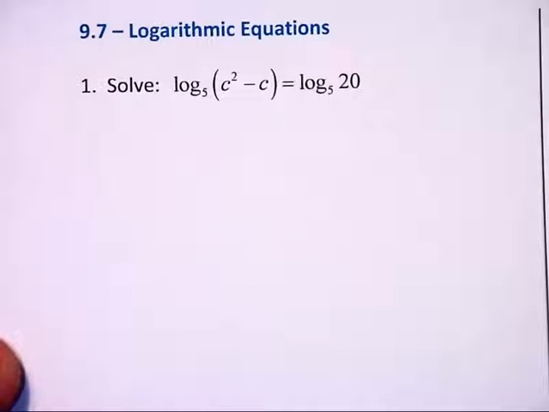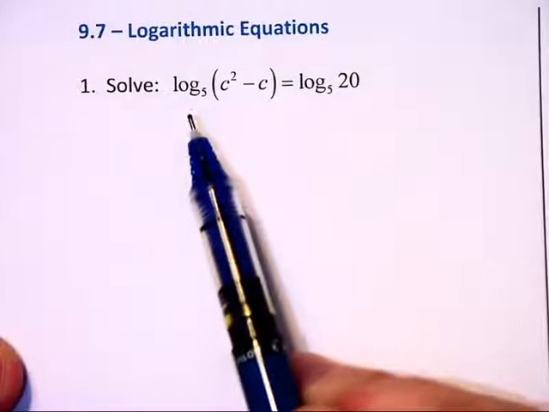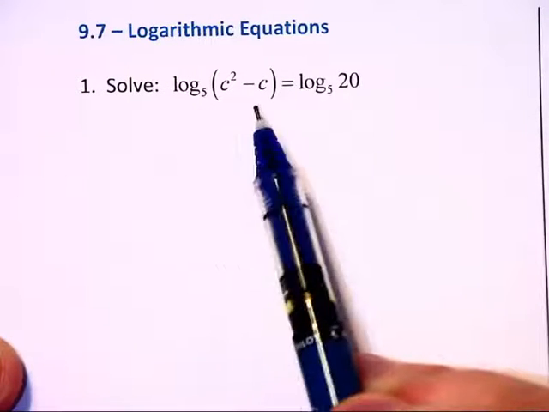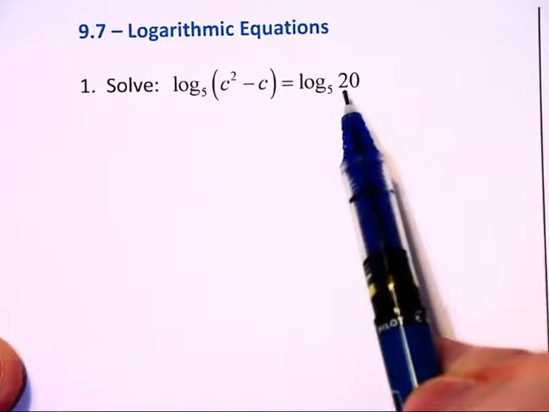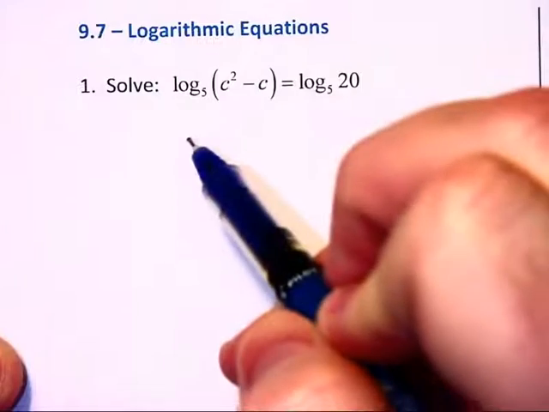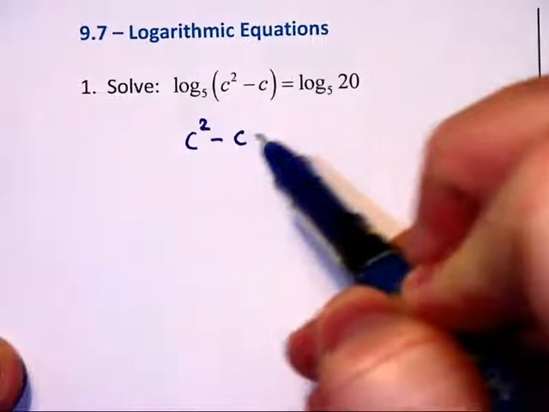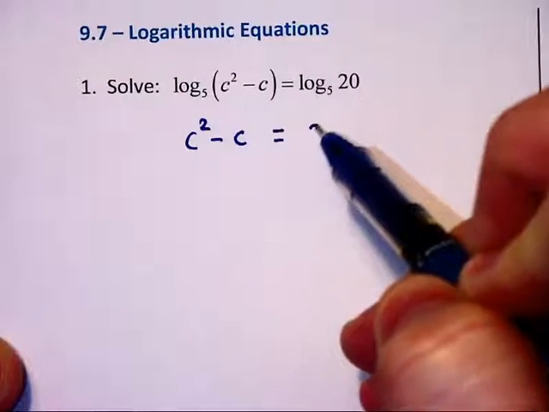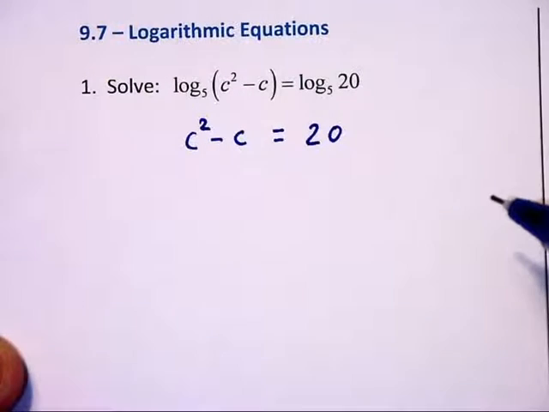There are several patterns of logarithmic equations, and I will try to address each of them in this video. In this first problem, notice I have log base 5 of argument equals log base 5 of argument. Since basically I have log equals log, I can set the arguments equal to each other. c squared minus c is equal to 20. Basically, you might say that I've taken the anti-log of each side.